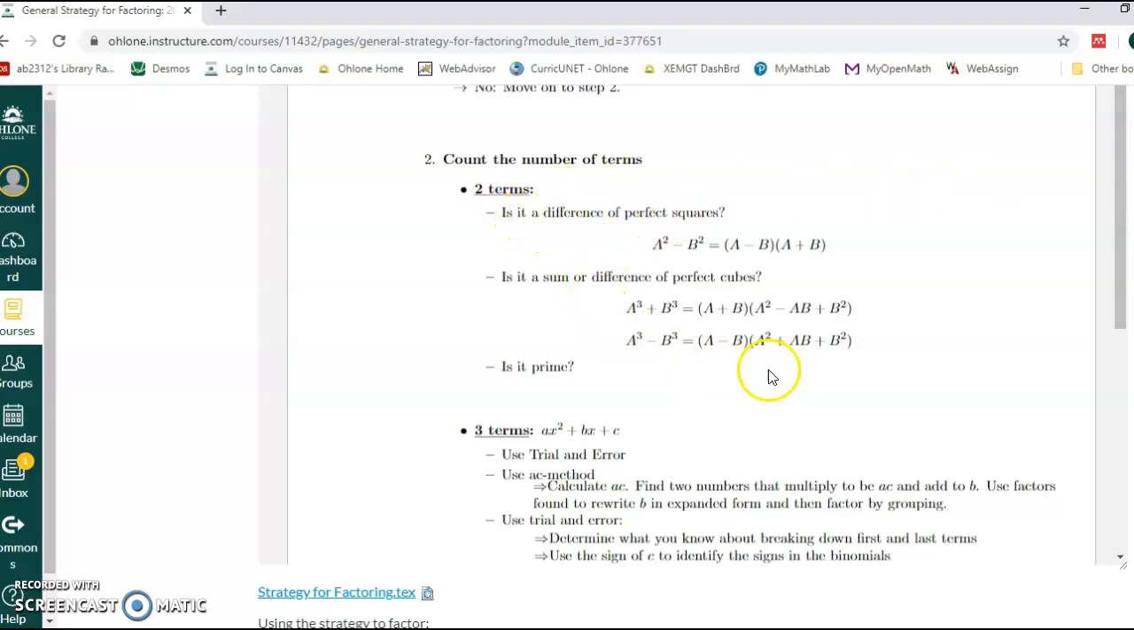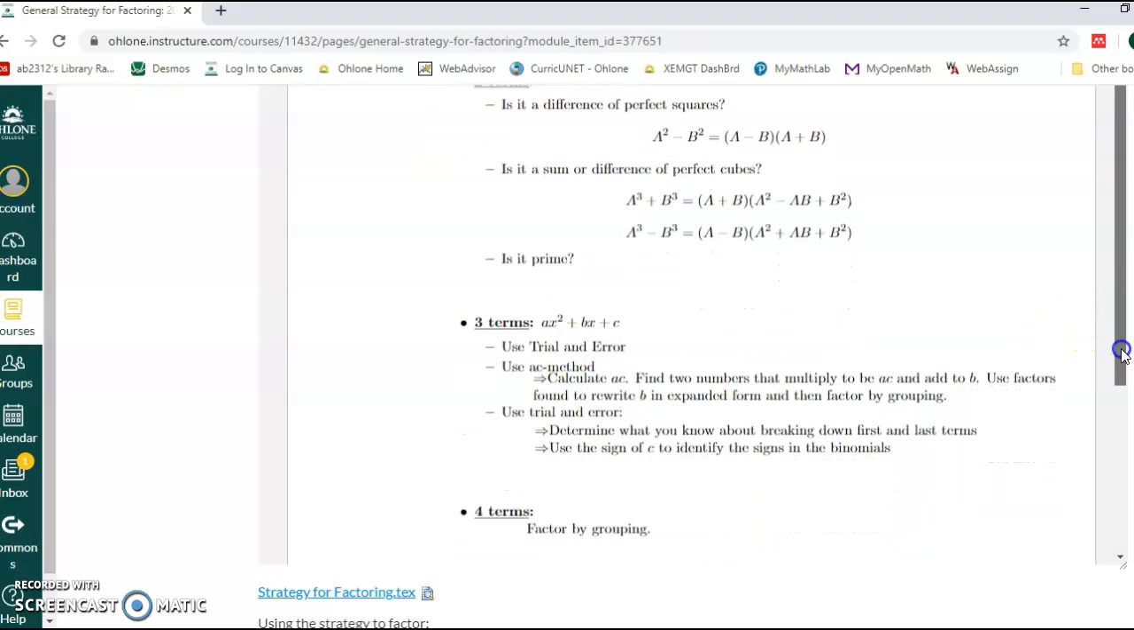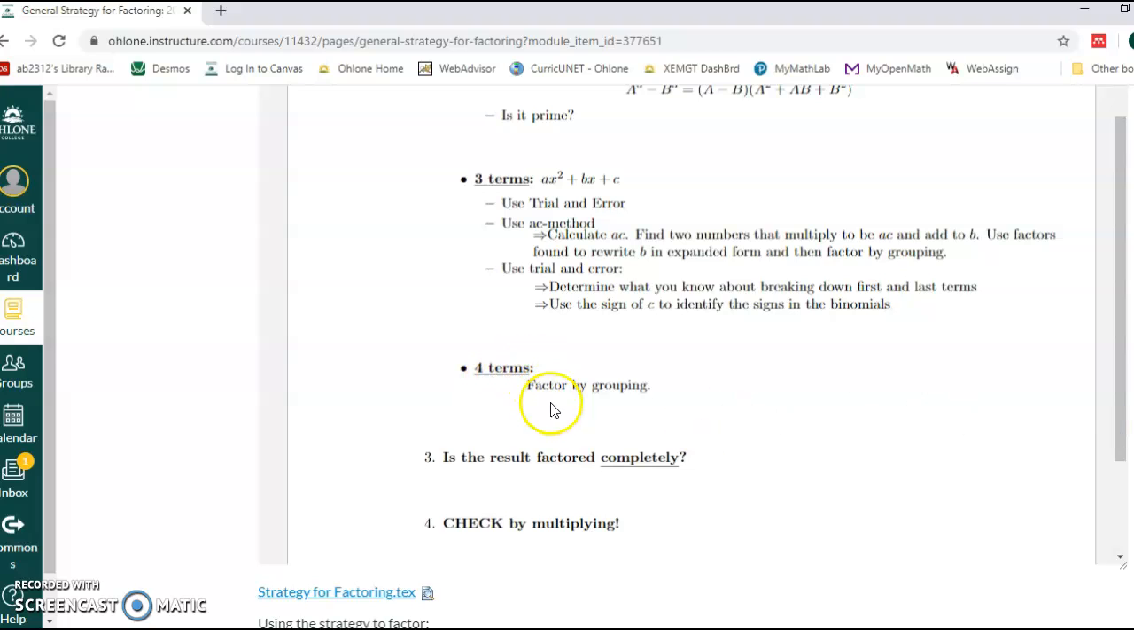Two-term polynomials factor by formula, so you'll need to know those formulas. Three-term polynomials, you can either use trial and error or something called the AC method that you'll look at this week, where you're going to use factoring by grouping. And then four-term polynomials factor by grouping.